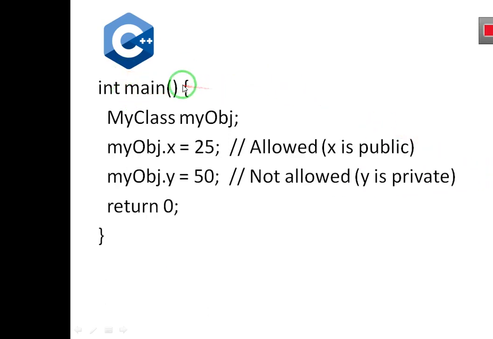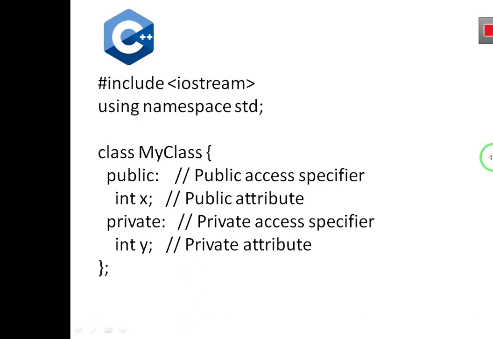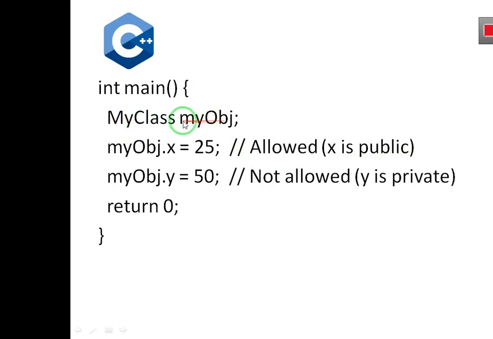So we have a main function with its opening bracket. Now we are going to create an object. MyClass is the class name and myObj is the user-defined name. You can write any name here except keywords and reserved words in C++, as I told you before. Now we are going to access the members of the class, with the help of the dot operator. myObj.x = 25 is allowed because x is under the public access specifier, so we can access it in main. But myObj.y = 50 is not allowed because y is private, so we cannot see it outside the class. And return 0.